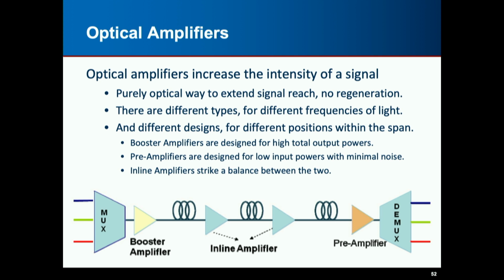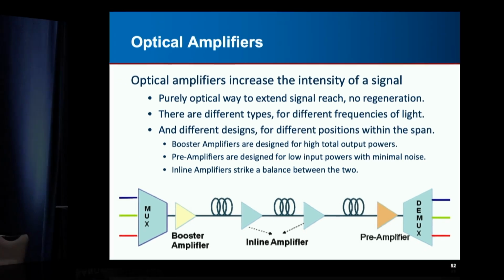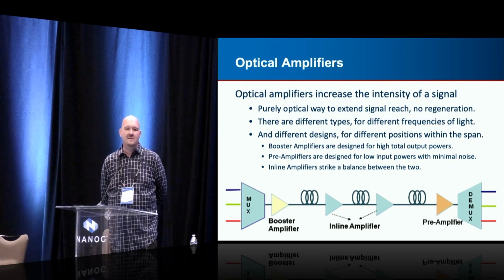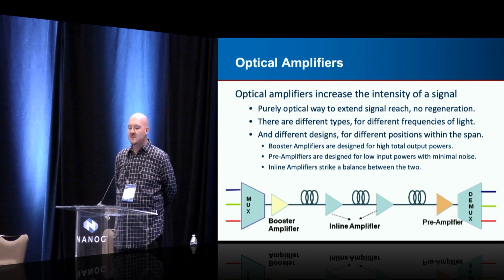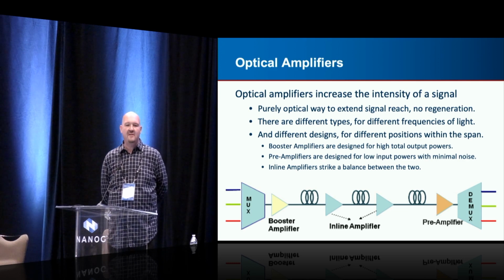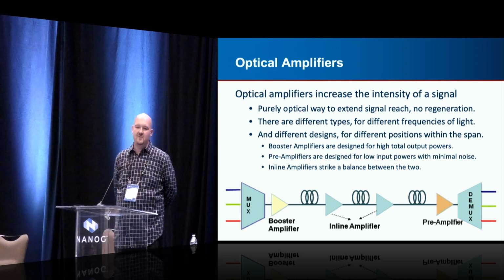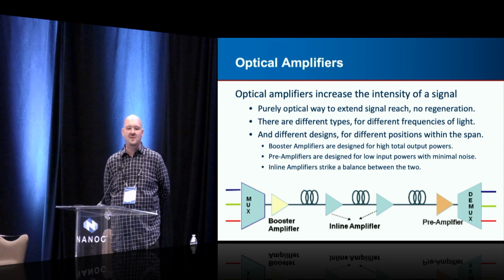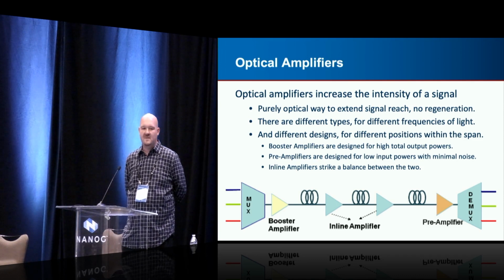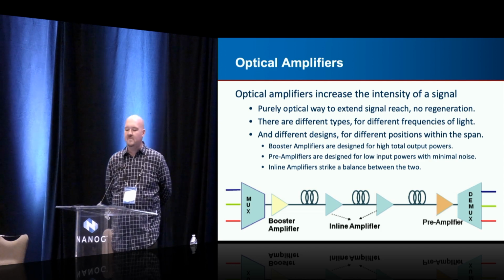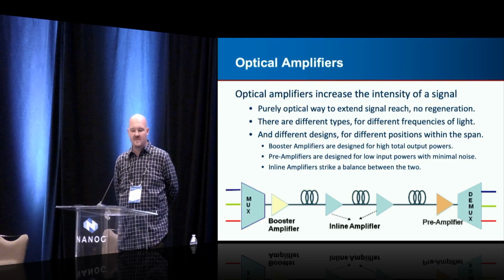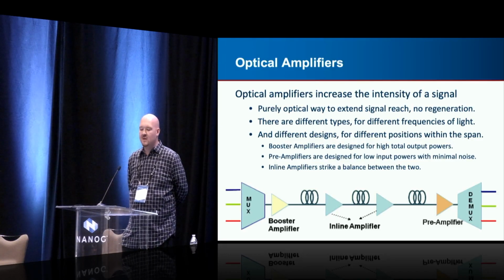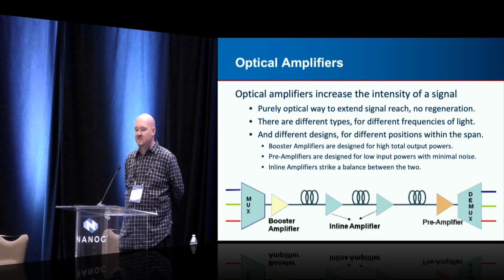There are different types of amplifiers that do this, and there are different names for the designs depending on where they're at in the system. The three most common types are the booster, the preamp, and the inline. The booster does what it sounds like: it makes a bright signal brighter. It's generally used when you're transmitting and you want to make the signal as bright as you possibly can before you send it out, so you get the best performance. Preamp is used to precondition the signal before you receive it. It takes a weak signal and makes it brighter. It's optimized for low input powers and to do this with minimal noise. So you use that at the end.